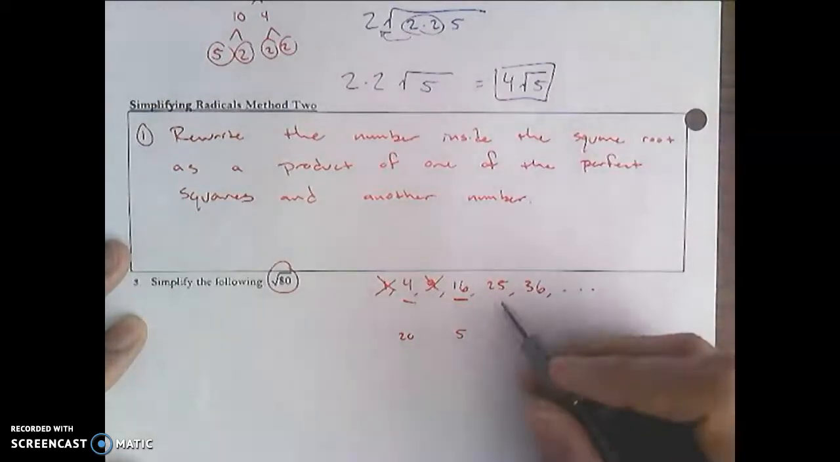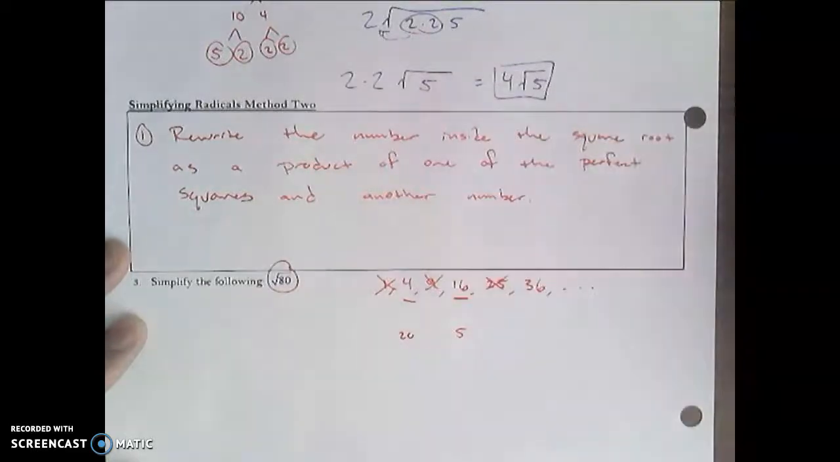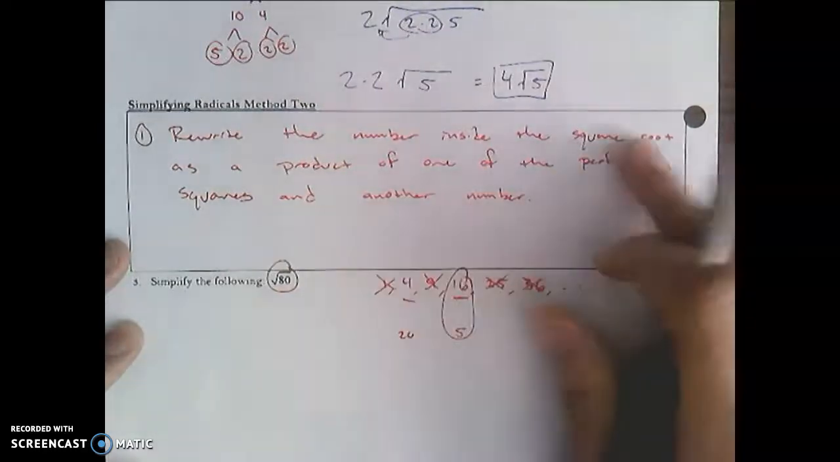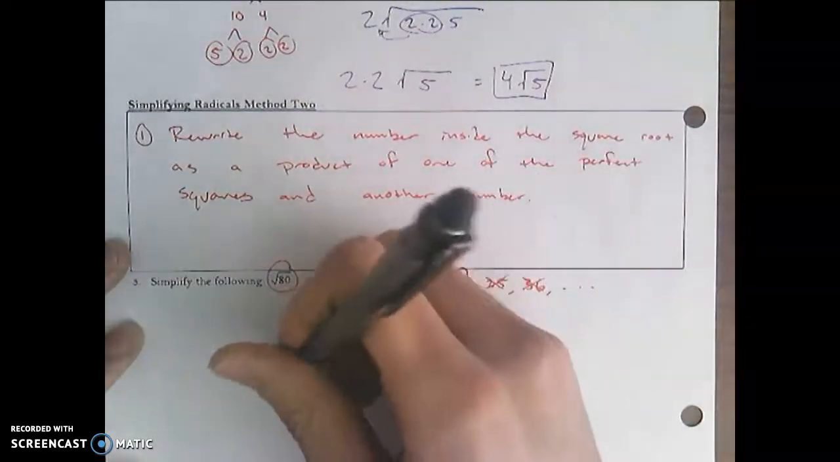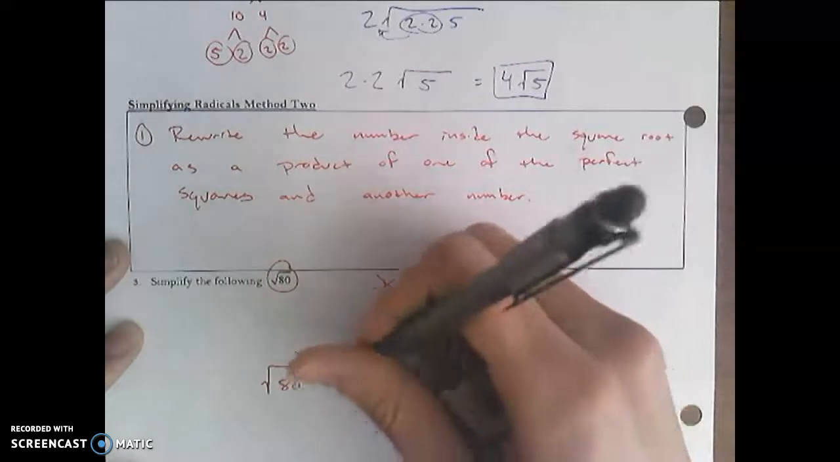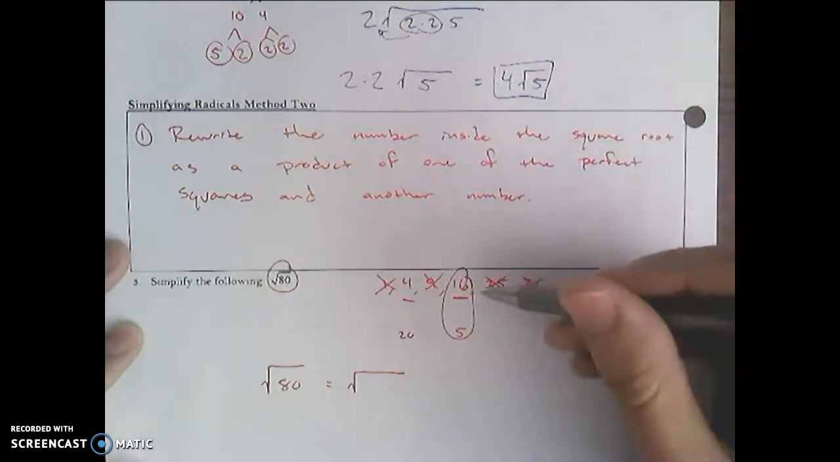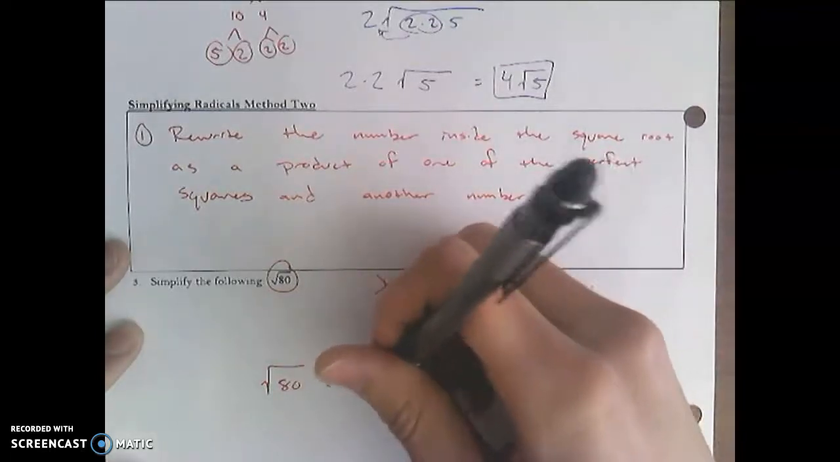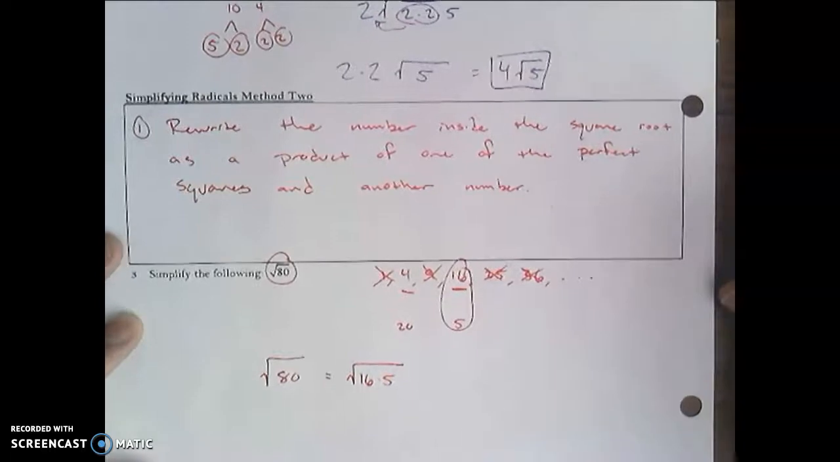How about 25? Can we divide 25 into 80? We cannot. How about 36? 80 divided by 36, also not a whole number, so we can't choose that. So we're going to choose the largest perfect square that we found, which is going to be 16. 16 times 5. So we can rewrite the number inside the square root, 80, as a product of a perfect square, 16, and another number, 5. So we can rewrite 80 as 16 times 5. Right? We know 16 times 5 is 80.